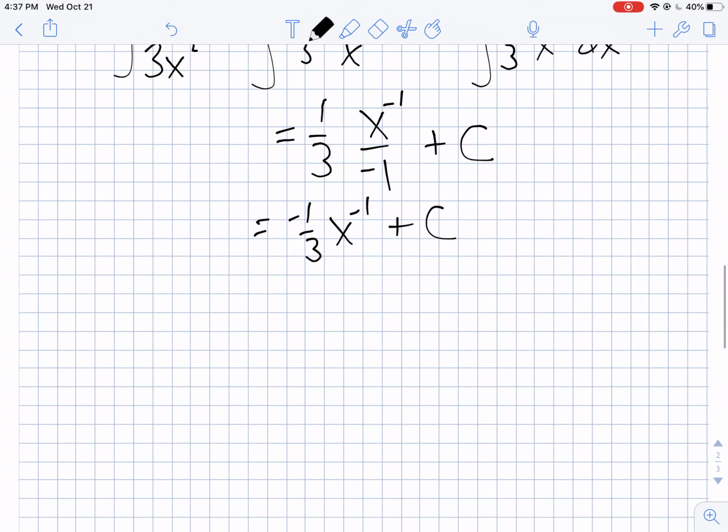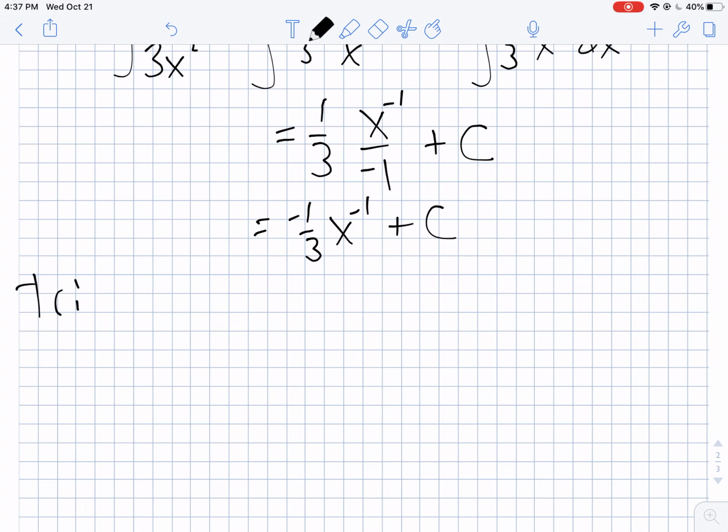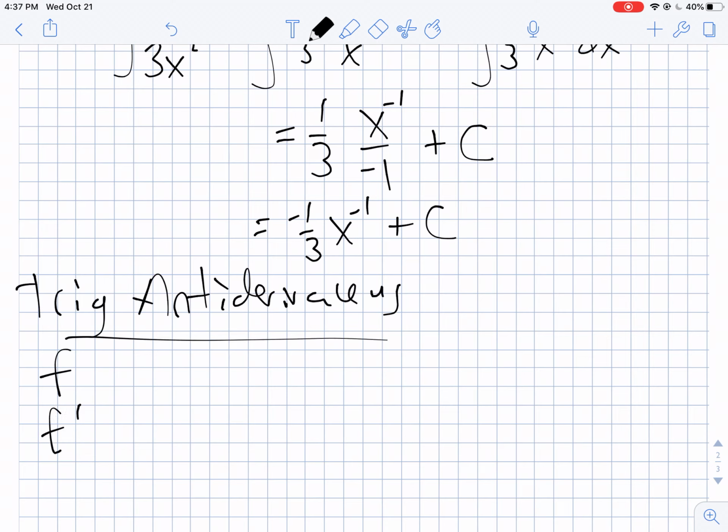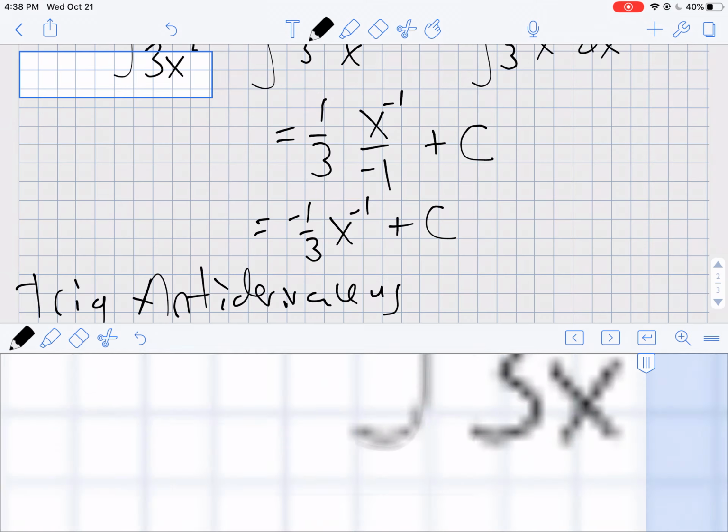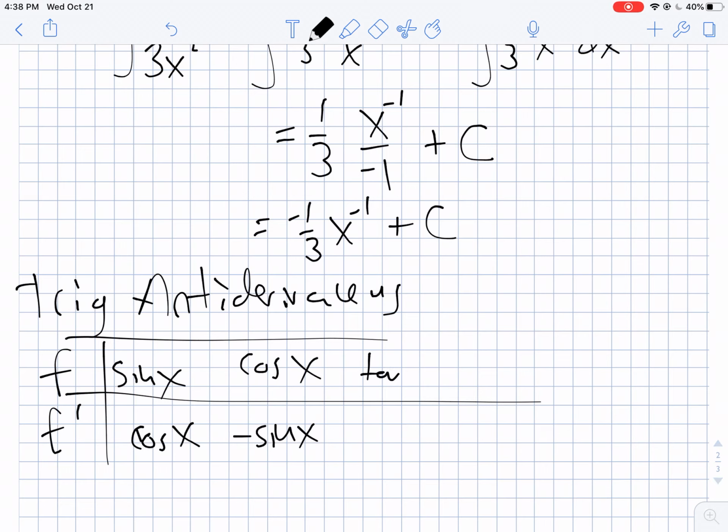Okay, let's talk about some more special antiderivatives. What about trig functions? Trig antiderivatives are basically just going backwards on the table that you memorized about a month ago. If you have sine, you know the derivative is cosine. If you have cosine of x, you know the derivative is negative sine of x. If you have tangent, you know the derivative is secant squared. If you have cotangent, you know the derivative is negative cosecant squared x.